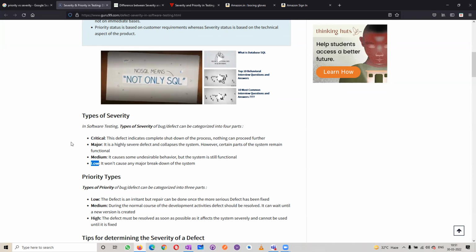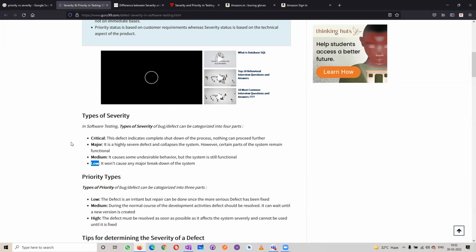So this is how the bug will be classified and then given to the developer, so that the developer will take that and try to fix it. And this is where they sit together and discuss and assign the severity and priority in the triaging meeting.